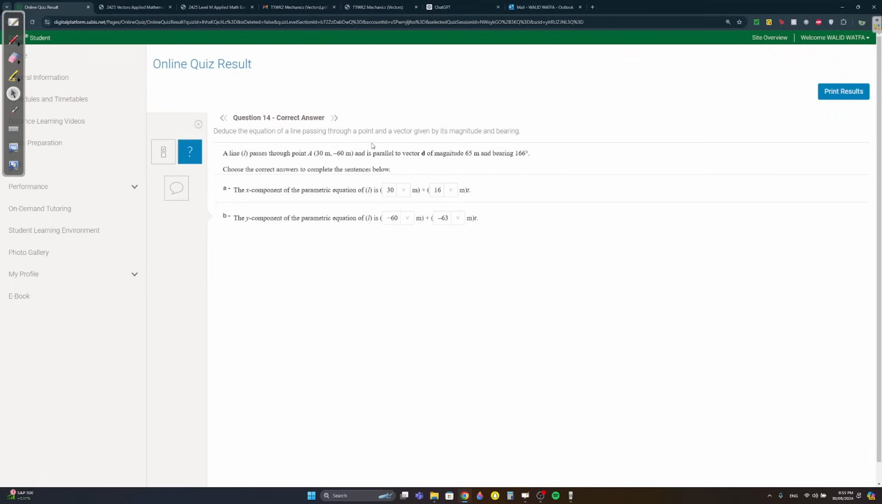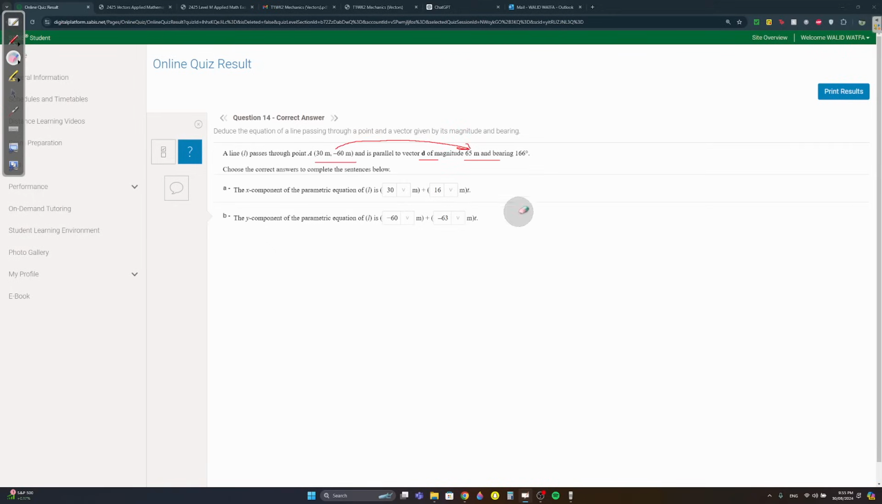Okay, really. A line L passes through a point A and is parallel to vector D of magnitude 65 and bearing 166. Remember, we have two equations for lines. We have the equation that we used in the question previously, that was for 2 points, which I like better, it's easier. And then you have the equation for 1 point.